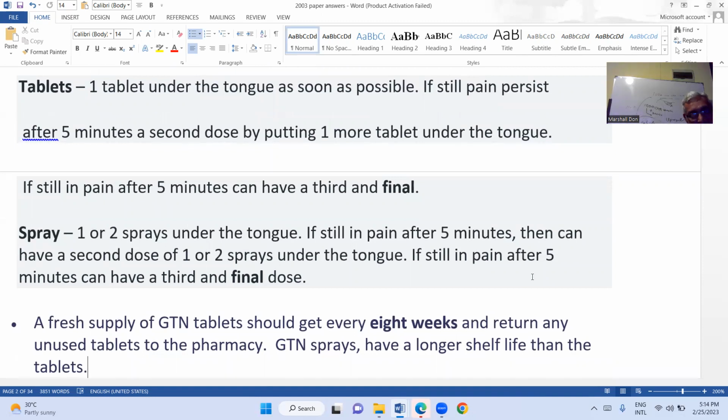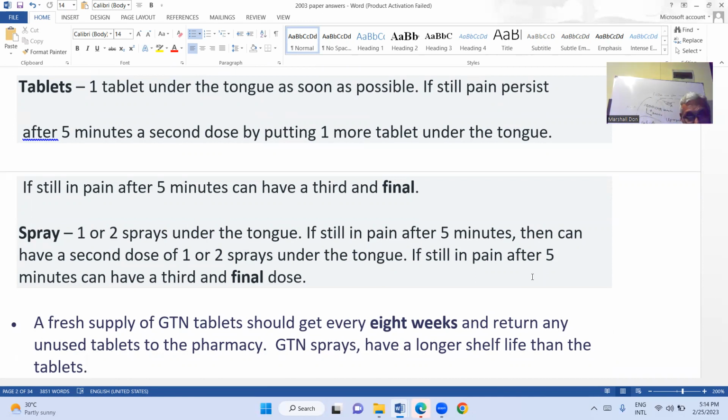then after the second dose, after 5 minutes, they can take the third one. That is final. They cannot take more than that.